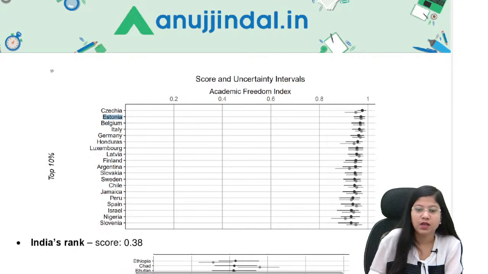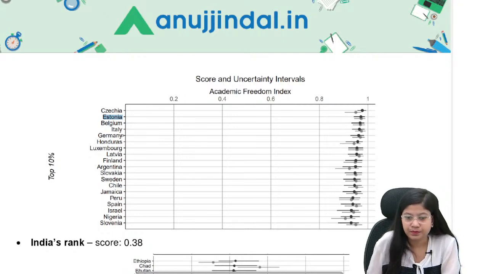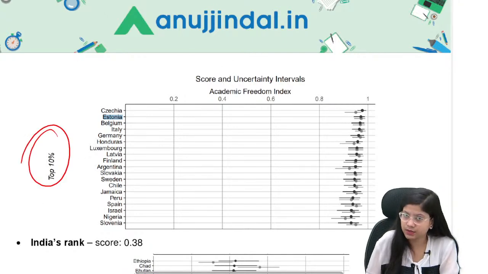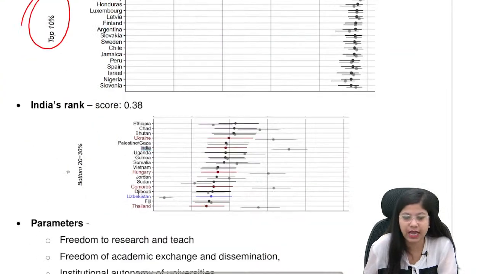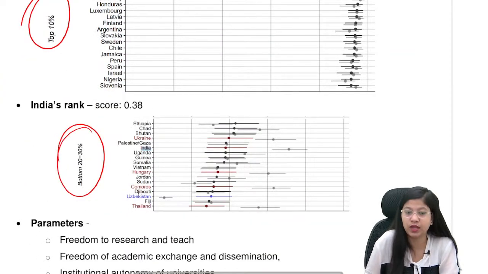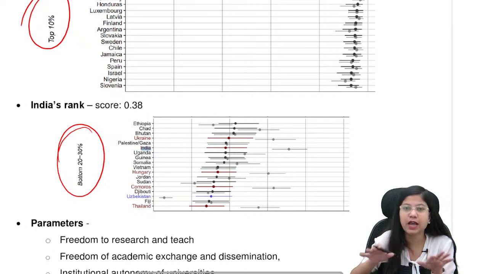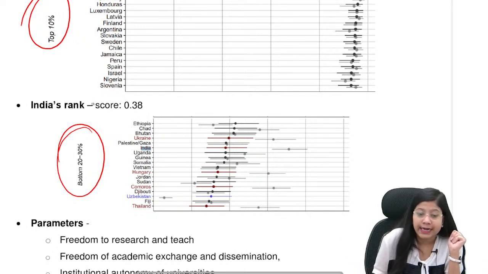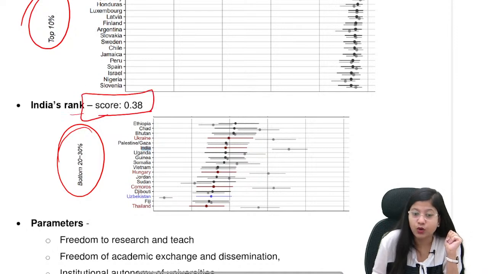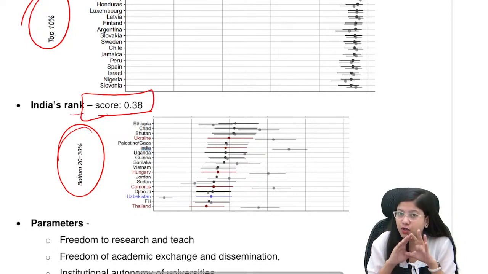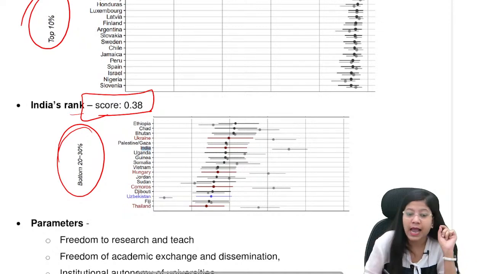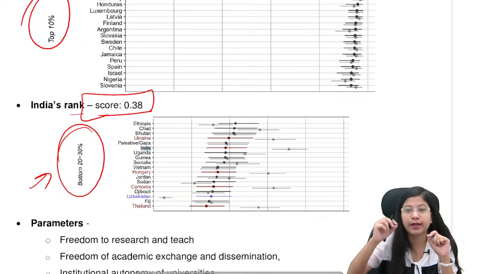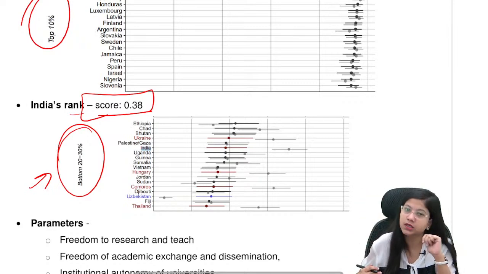So here you can see the top 10%. This is one category, and then we have the bottom 20 to 30%. The remaining categories I have not included in this index because that is not of our use. India's score is 0.38. As I told you, it does not give ranking, so it has given the score. 0.38 is India's score. And India is positioned among the bottom 20 to 30% of listed countries.